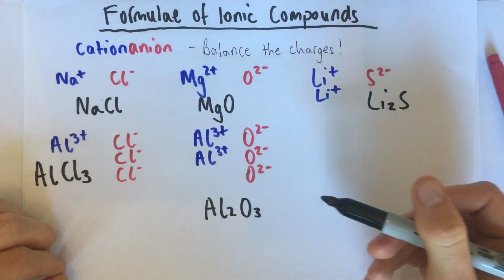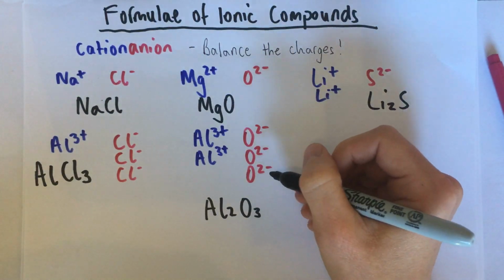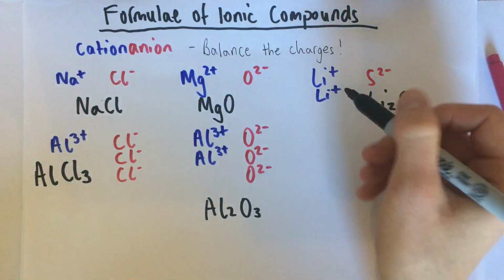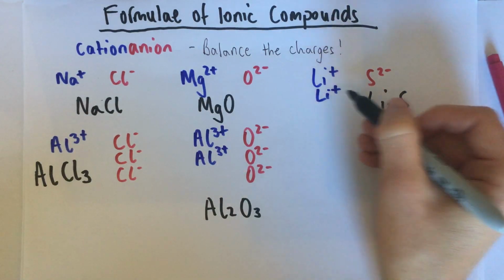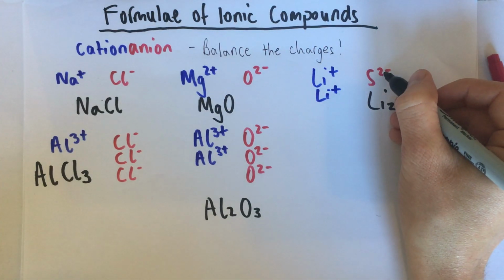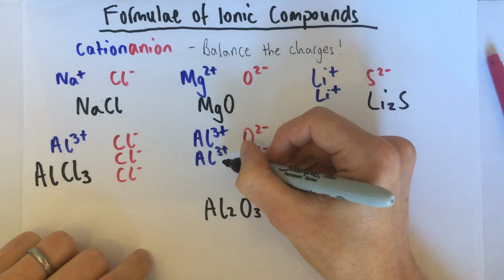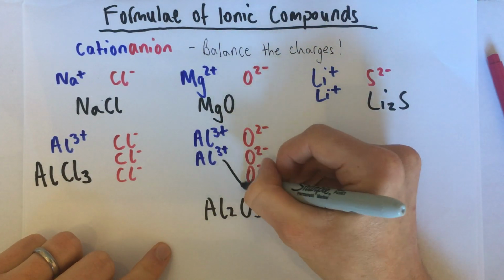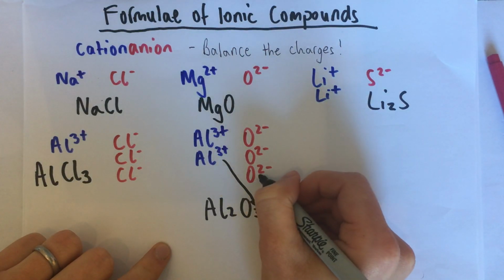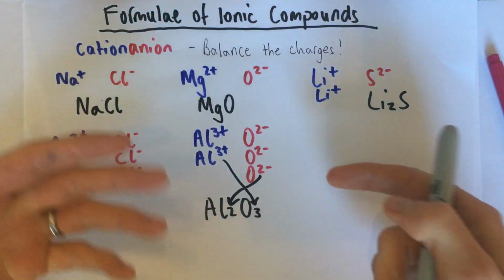I've shown you the proper way of doing it so that you're actually working it out. There is a cheat way of doing it, which is that the charge of one ion becomes the number of the other ion. So the charge of lithium was 1, and that's the number of sulfide ions. The charge of sulfide was 2, and that becomes the number of lithium ions. Or in this example, the charge on aluminium was 3, so that's become the number of oxygen ions. And the charge of oxygen was 2, and that's become the number of aluminium ions. So you just swap over those numbers. That's the cheat way of doing it.